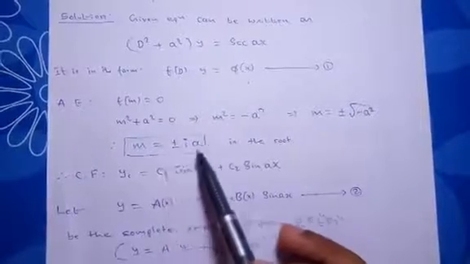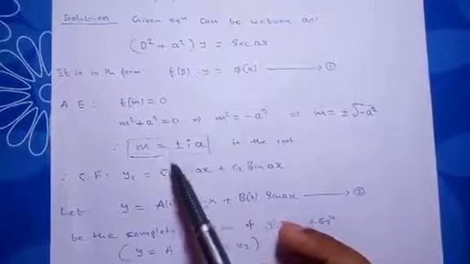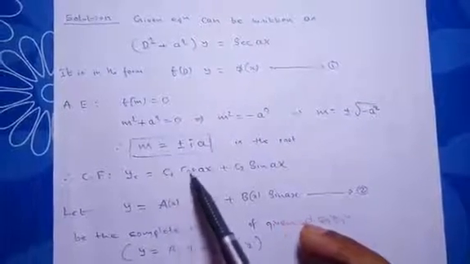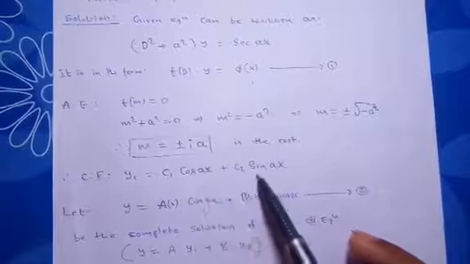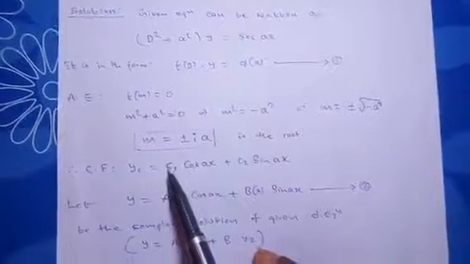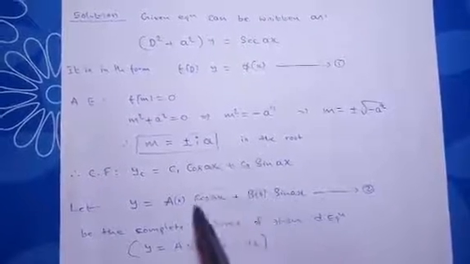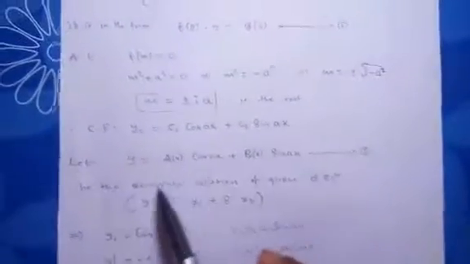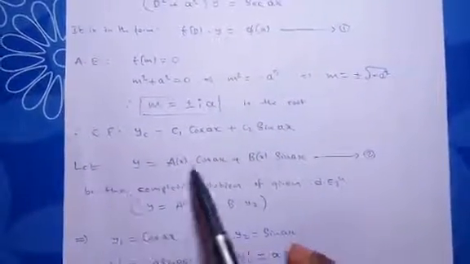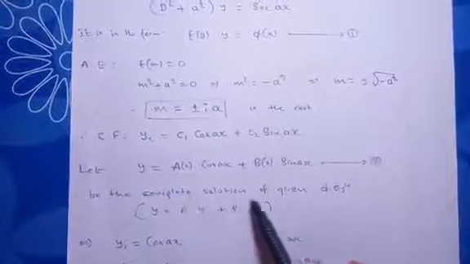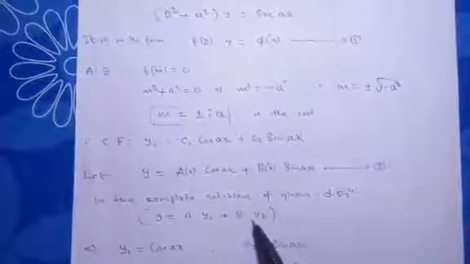Here it is in the form p plus iq, here the p value is 0, therefore e power px, e power 0x is 1, into c1 cos qx plus c2 sin qx, the q value is a. And next we have to replace the unknown constants c1, c2 by the functions a of x and b of x. Next, assume that this is a complete solution of the given differential equation. It is in this form.